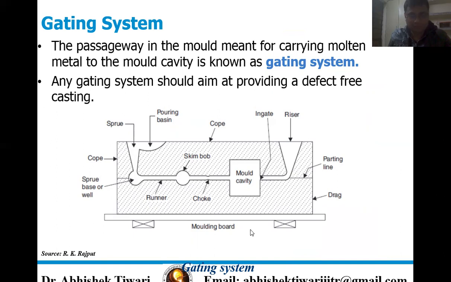So here you can see this is the sprue, this is the pouring basin, this is the cope, this is the drag, this is the ingate, this is the riser, and this is the sprue base or well, this is the choke, this is the runner, this is the skim bob, and this is the mold cavity, this is the parting line, and this is the molding board. So this is a typical metal casting system.